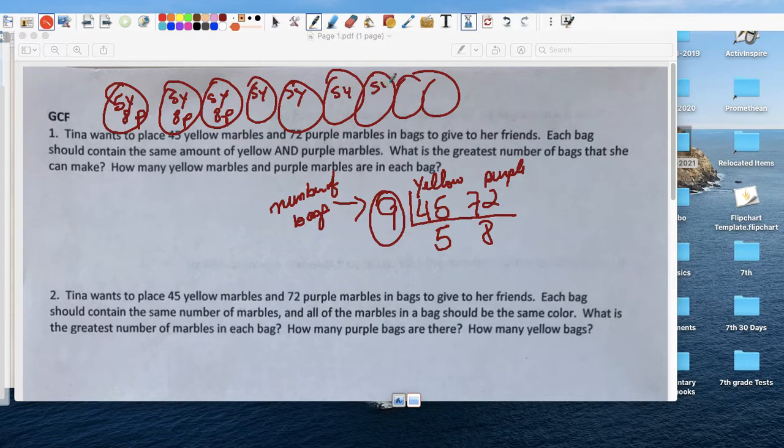Let me just write them all. 5 yellow, 5 yellow, 5 yellow, 8 purple, 8 purple, right? So every bag has 5 yellow, 8 purple. So be careful with this question, right? You really have to go by what the question is asking you. Each bag has the same amount of yellow and purple. If you multiply 5 times 9, that is 45 yellow, what you had here. And then 8 times 9 is 72, what you have here. Okay?